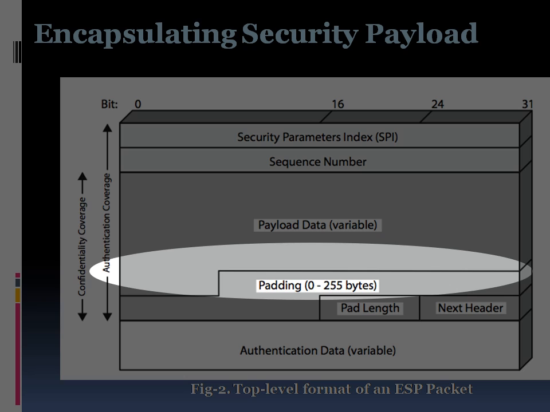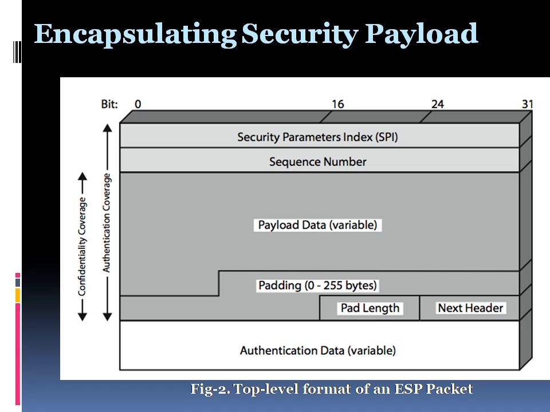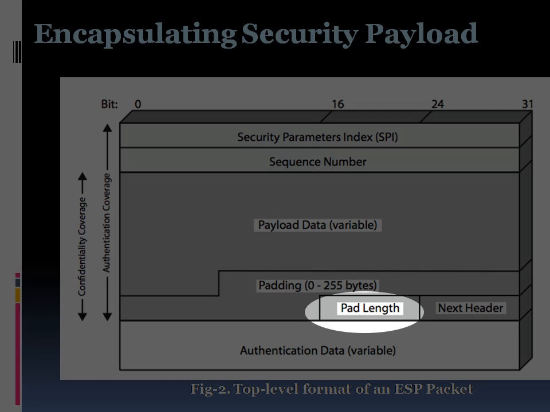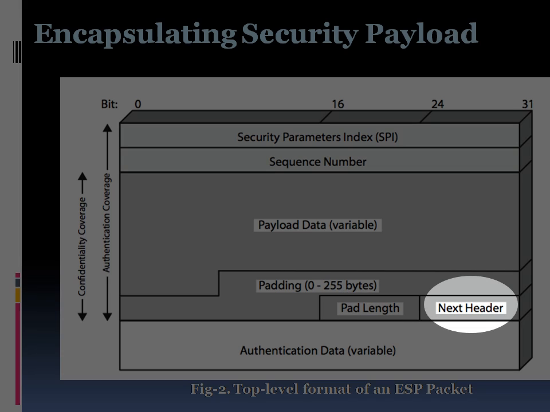Next field is padding, which consists of 0 to 255 bytes. Next is the pad length, which is of 8 bits, and this field indicates the number of pad bytes immediately preceding this field. Then we have the next header field, which is of 8 bits, and this next header field identifies the type of data contained in the payload data field by identifying the first header in that payload.